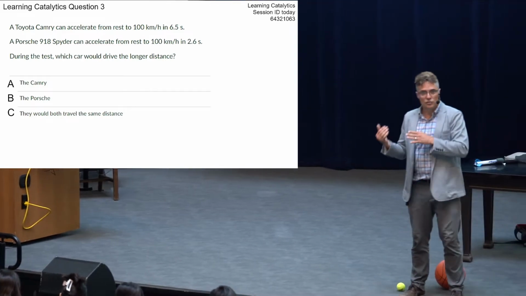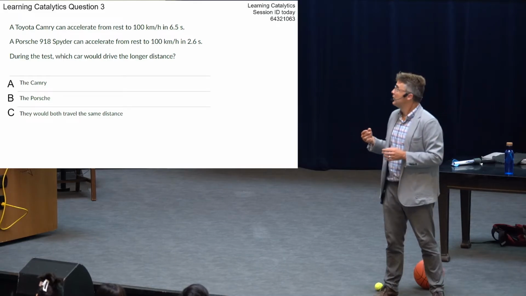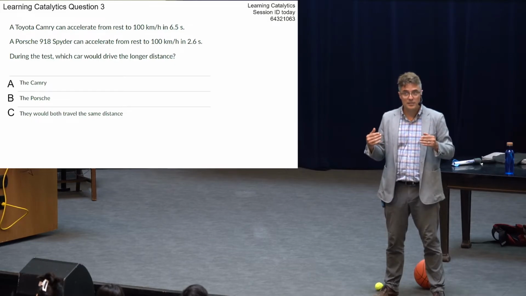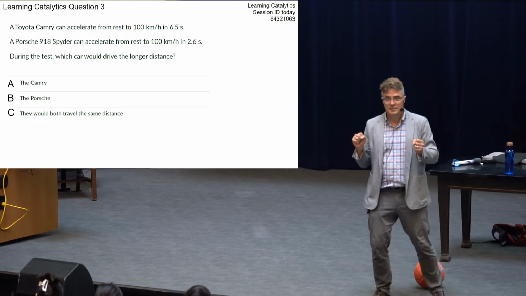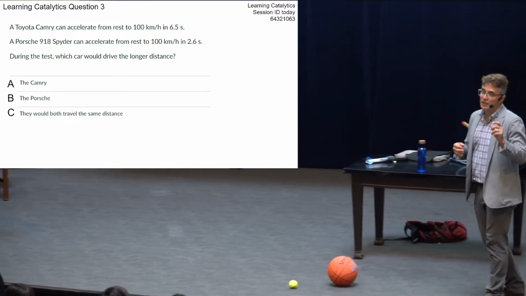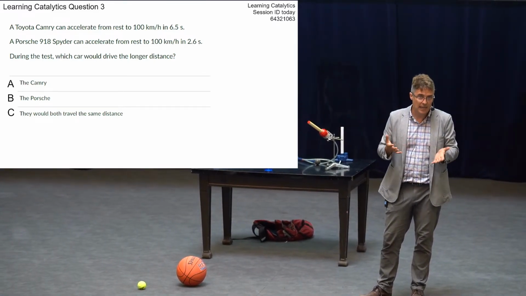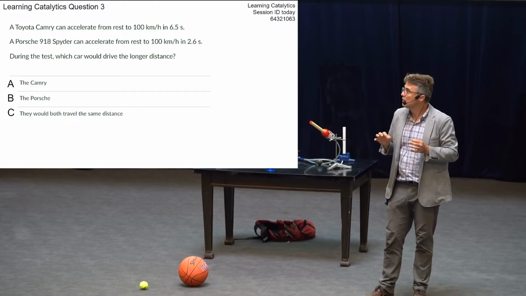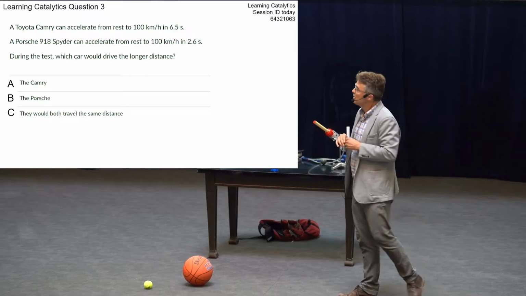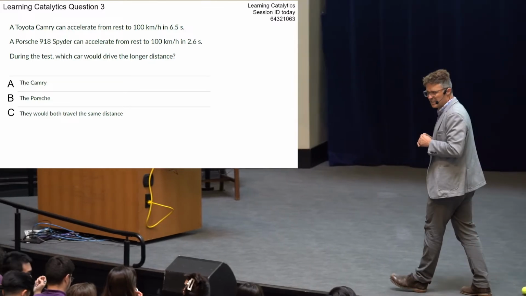So this is 2 different tests. We're testing my old Toyota Camry versus a Porsche 918 Spyder. They both start from rest. The driver presses the pedal to the metal and accelerates as fast as they can up until they get to 100 kilometers per hour. And that's the test. The question here is, during the test, which car drives the longer distance? A, the Camry, B, the Porsche, or C, they both travel the same distance?